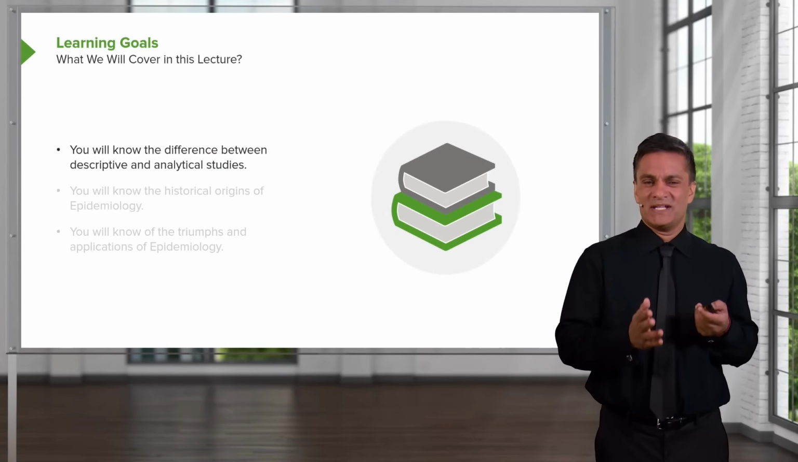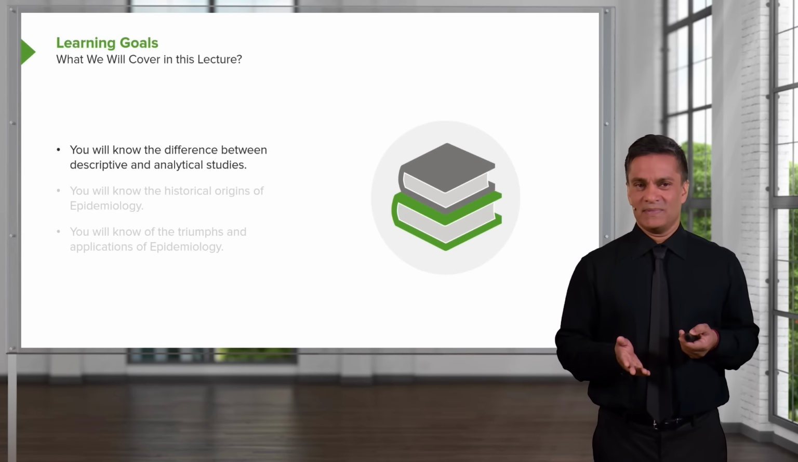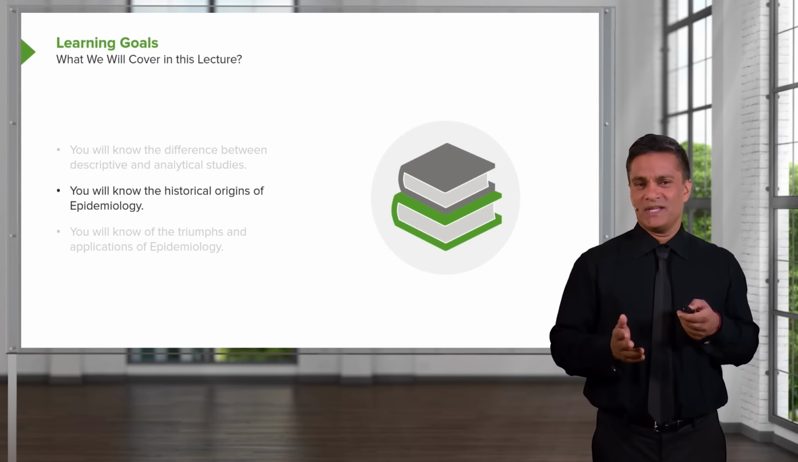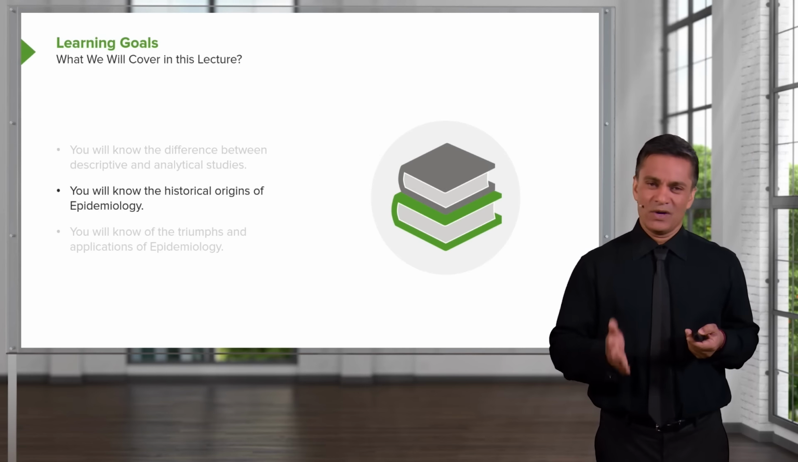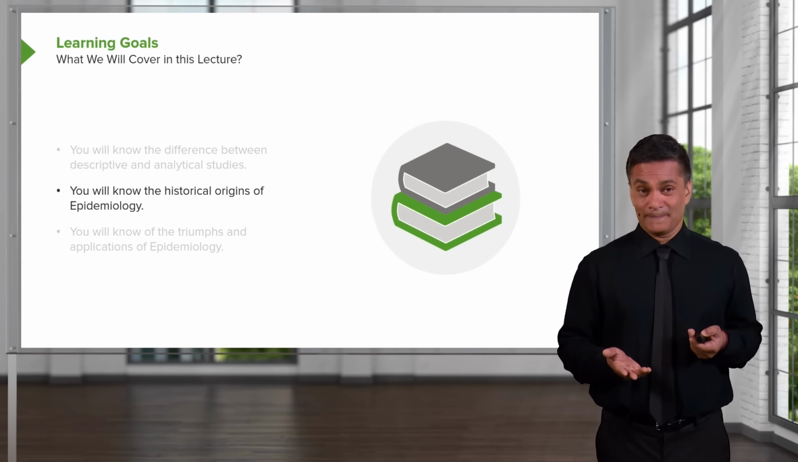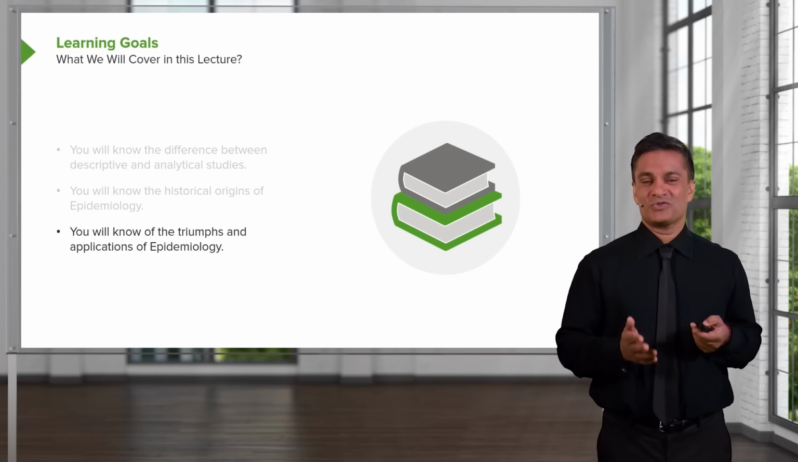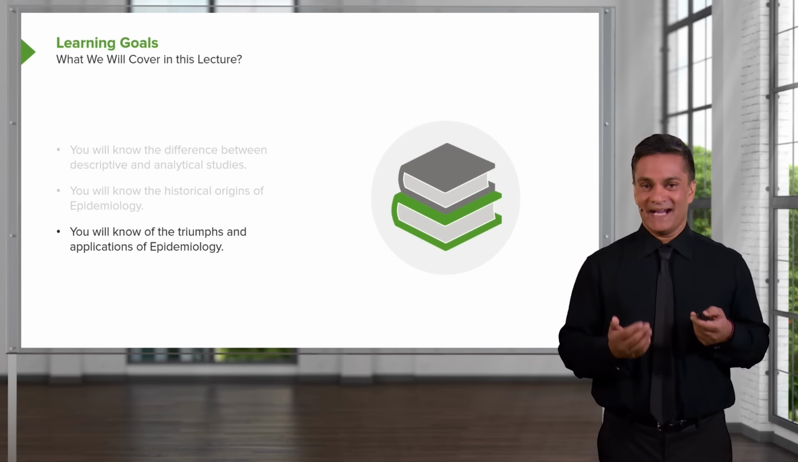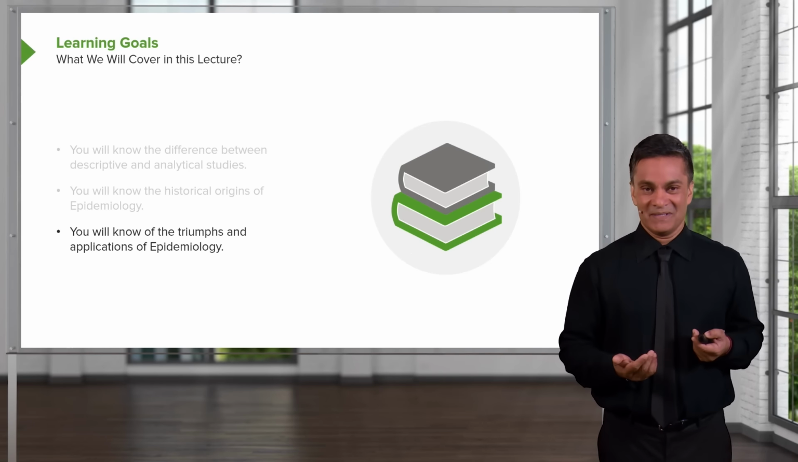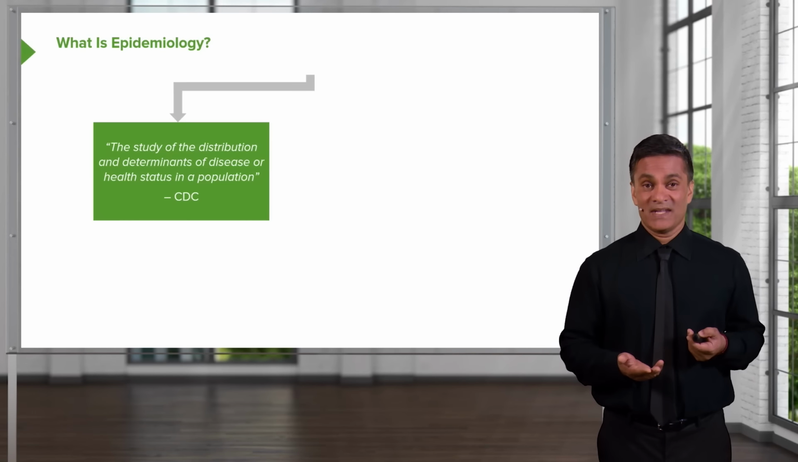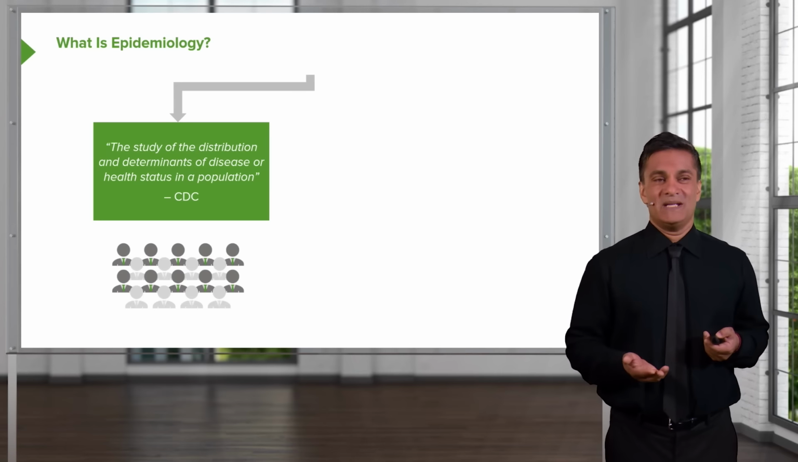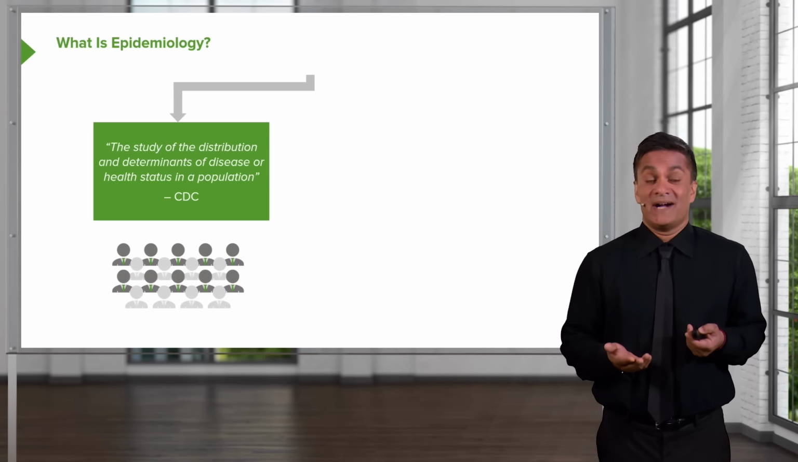So today, we're going to learn about the differences between descriptive and analytical studies in epidemiology. We're going to learn a little bit about the historical origins of epidemiology, where it came from, and maybe even where it's going. And we're also going to learn a little bit about the triumphs of epidemiology, because I think it's important to brag a little bit about the things that we've done for society over the last couple of hundred years.